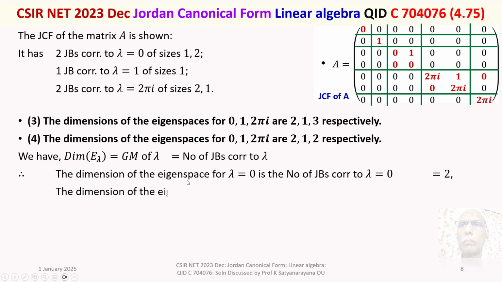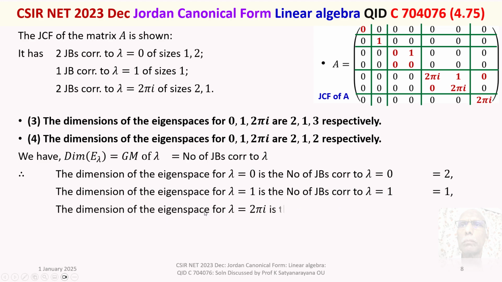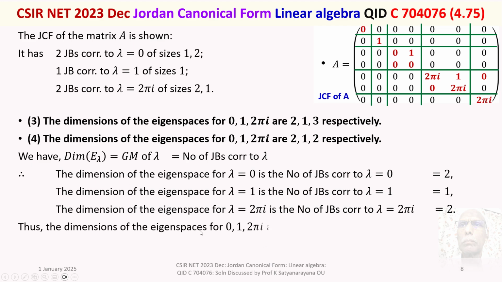The dimension of the eigenspace for lambda is equal to 1 is the number of Jordan blocks corresponding to lambda is equal to 1. Algebraic multiplicity 1, therefore geometric multiplicity is also 1. The dimension of the eigenspace corresponding to lambda is equal to 2 pi I is the number of Jordan blocks corresponding to lambda is equal to 2 pi I, and there are 2 blocks. Therefore, the dimensions of the eigenspaces for 0, 1, 2 pi I are 2, 1, 2 respectively.